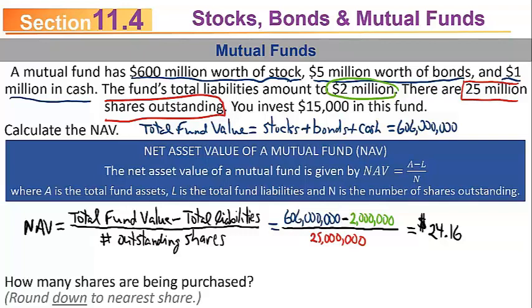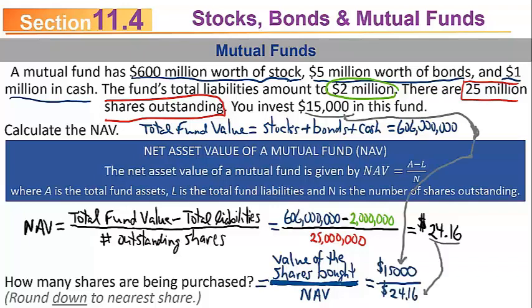How many shares are being purchased, rounding down to the nearest share? Okay, to calculate the number of shares being purchased, all you do is take the amount of money you're using to purchase shares and divide by the NAV. So it says that we're going to buy $15,000 in this fund. So the value of the shares bought is $15,000. We just calculated the NAV to be $24.16.